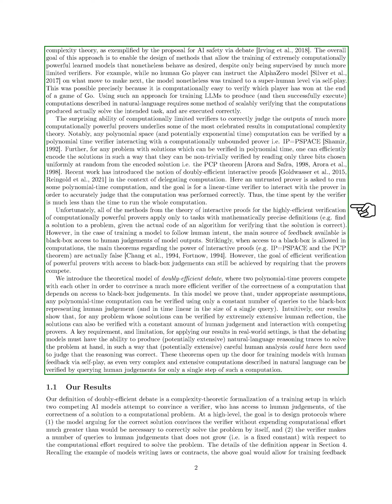Our results show that, for any problem whose solutions can be verified by extensive human reflection, the solutions can also be verified with a constant amount of human judgment and interaction with competing provers. However, the models must be able to produce extensive natural language reasoning traces to solve the problem, in such a way that careful human analysis could have been used to judge that the reasoning was correct. These findings pave the way for training models with human feedback via self-play, as even very complex computations described in natural language can be verified by querying human judgments for only a single step of such a computation.